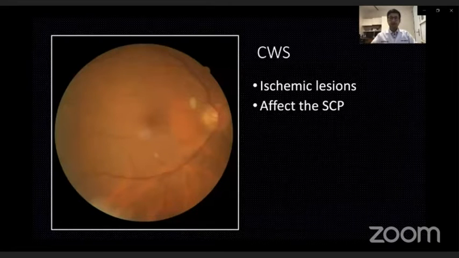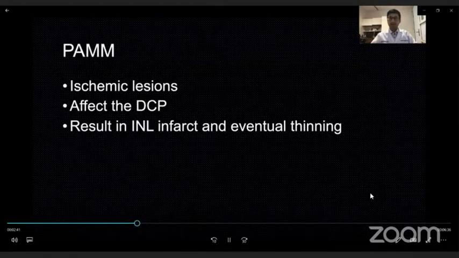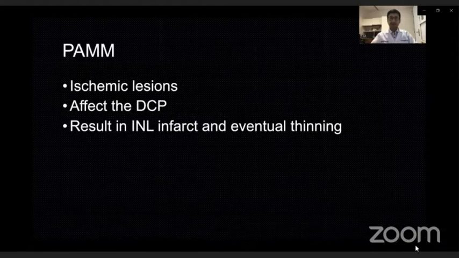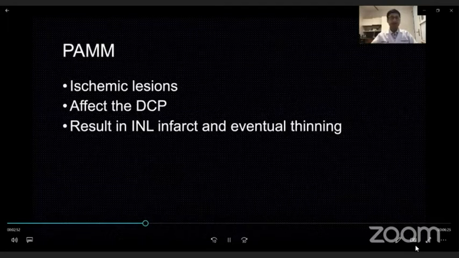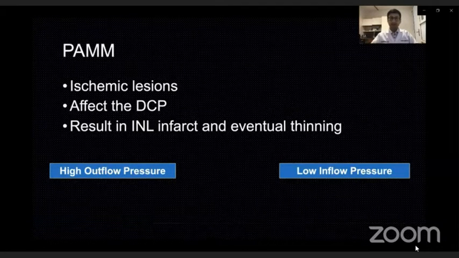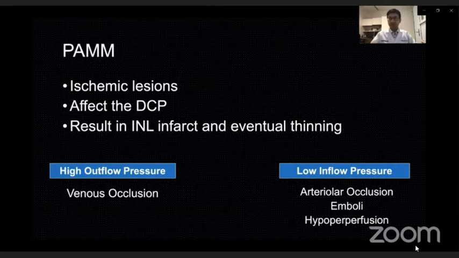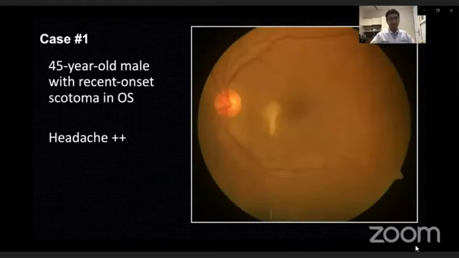So this is a cotton wool spot. It's an ischemic lesion. We know that it affects the superficial capillary plexus. Whereas paracentral acute macular ischemia, or PAM, is an ischemic lesion which is affecting the deep capillary plexus, resulting in inner nuclear layer infarct and eventual thinning. And it can happen because of either two reasons. One is the high outflow pressure or low inflow pressure. And further, the high outflow pressure is due to venous occlusions, and low inflow pressure is because of arteriolar occlusion, but also occasionally because of emboli and hypoperfusion.